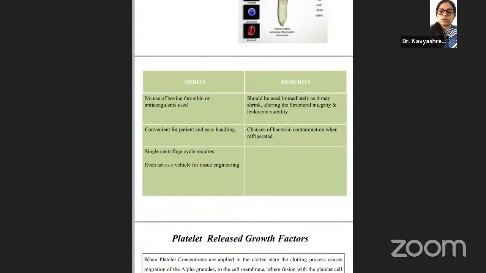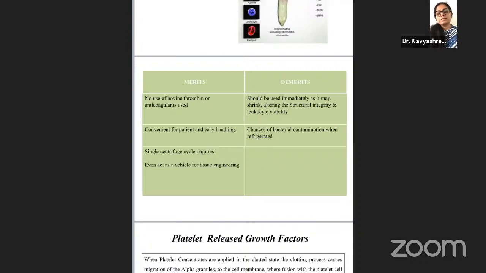So what are the merits of the use of PRF? First important thing is there is no use of bovine thrombin or anticoagulants in preparation of the PRF. Second, it is convenient for the patient as well as easy to handle. Third, only a single centrifuge cycle is required, whereas in PRP, as I described, we needed two centrifugation cycles. Here it is very easy: 3000 rotations for 10 minutes, and our PRF is done. So it is a single cycle. Then it even acts as a vehicle for tissue engineering.